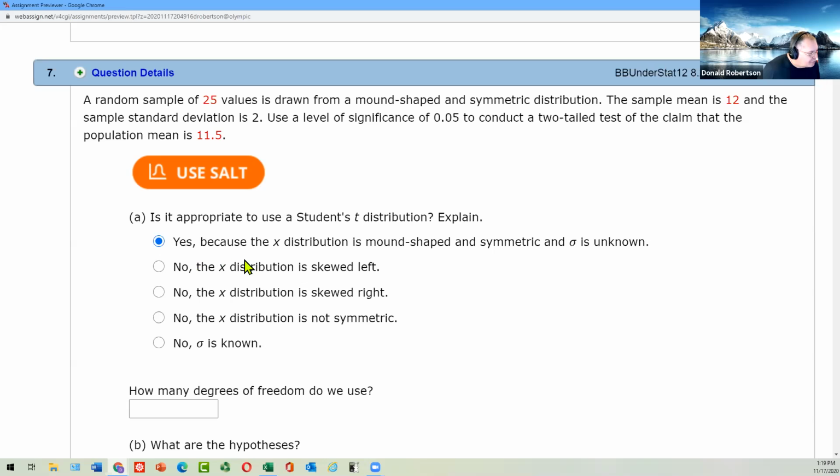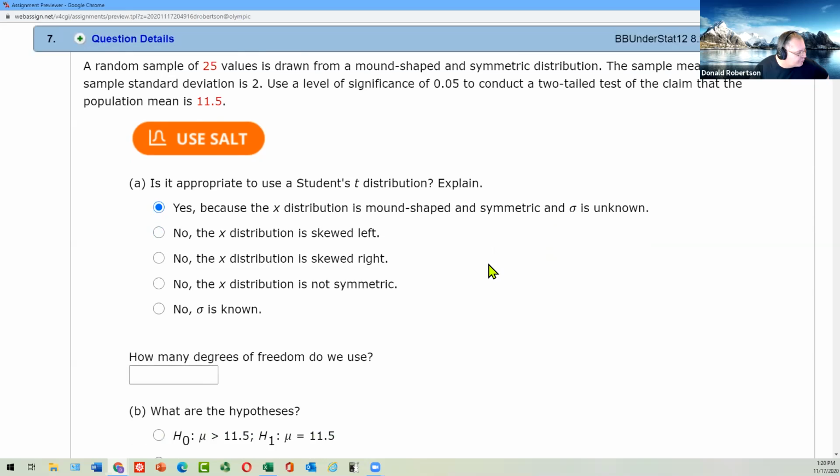And the answer is yes. Why? The distribution is mound-shaped and symmetric, and sigma is unknown. As long as you know that the data is roughly a single hill, right? Symmetric mound-shaped, you're allowed to use this technique. If you've got data that's all over the place, right? You know, 2 hills skewed to the left, then you shouldn't be doing this test anyway, right? The question should be, no, I'm not doing it, the data doesn't fit. So that answer is pretty much going to be the same answer every time. So if you just remember that one, you'll do them all.